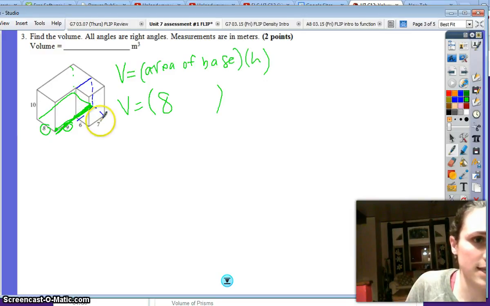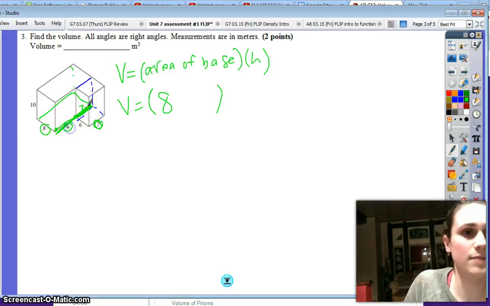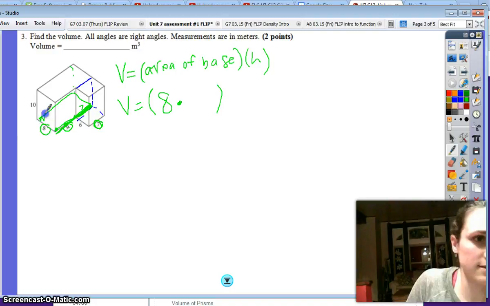Well, we can look to this measurement right here for some help. If the length of this segment is 7, and all of our angles are right angles, we know that these two segments are parallel and congruent. So this segment right here has to be 7, meaning that the length of our rectangular base is 9 plus 7, or 16. So the area of the base of this green region is going to be 8 meters times 16 meters.